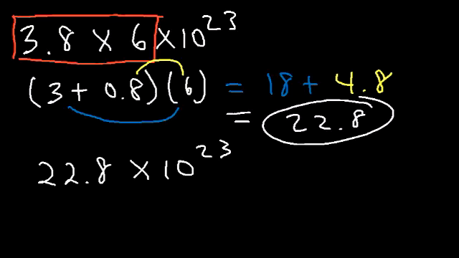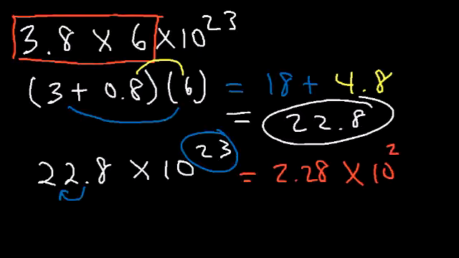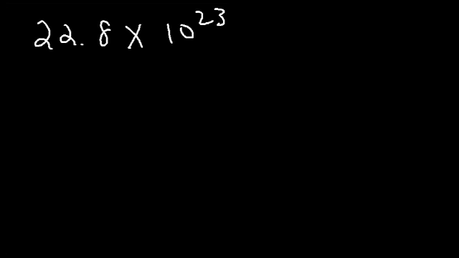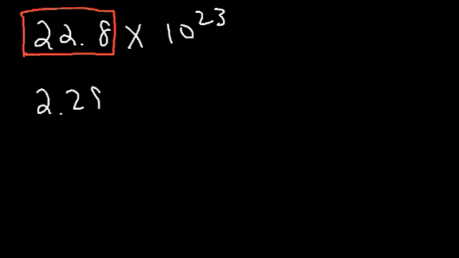Now what we need to do is move the decimal 1 unit to the left. If we do that, what's going to be the effect on the 23? Is it going to go up to 24, or is it going to go down to 22? If you move the decimal to the left, the exponent should increase. This is going to be 2.28 times 10 to the 24, which is the answer. But let's understand why. So let's start with 22.8 times 10 to the 23. And let's focus on the number 22.8. 22.8 is the same as 2.28 times 10.